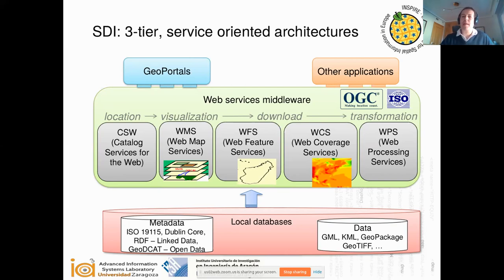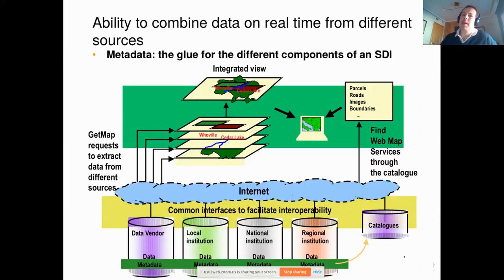And the potential of this kind of SDI is the ability to combine data in real time from different sources. We can compose a map that integrates parcels from one institution, roads from a traffic institution, images from remote sensing sources, and boundaries from an administrative organization. And in this kind of SDI, metadata is the glue for the different components. Metadata describes data, metadata describes services that we can access, and everything is connected with metadata.